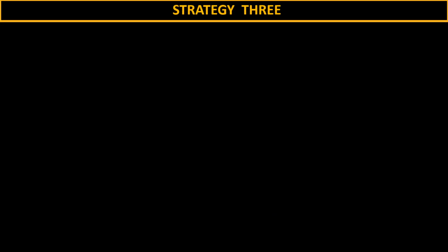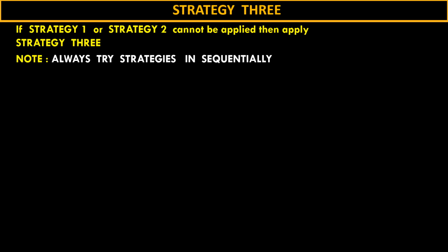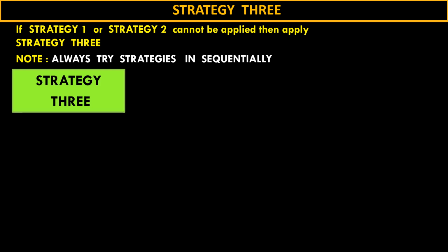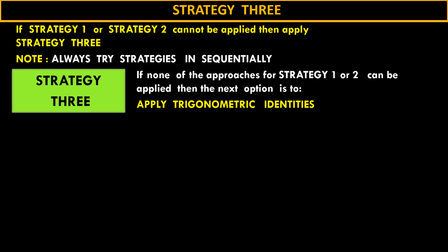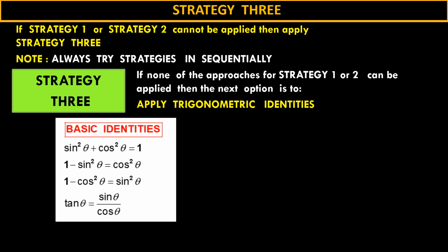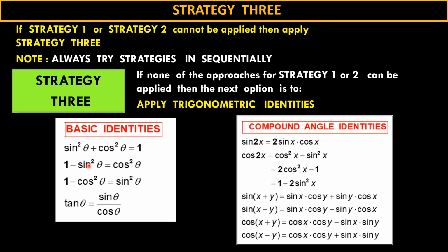Now let's look at our strategy number 3. Okay. Now if you cannot apply strategy 1, otherwise there's no simplification, you cannot factorize, then there's one more option left for you. And that one option is you can apply trigonometric identities. And the identities I'm referring to here are these basic ones and the ones that you get on your formula sheet, right? Remember the reduction one that is part of strategy number 1 there.